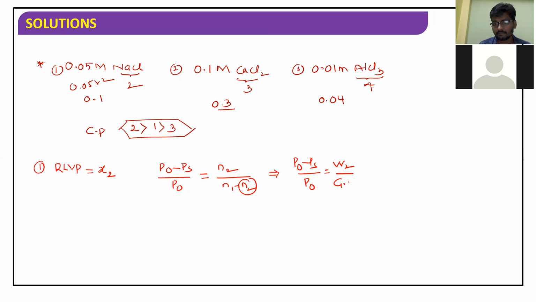Weight by gram molecular weight of solute by weight by gram molecular weight of solvent. You multiply with 1000 and divide with 1000. From this, P0 minus PS by P0 is equal to, you multiply with 1000 and divide with 1000. At that time, this value is equal to molality into gram molecular weight of solvent by 1000. This is one formula.